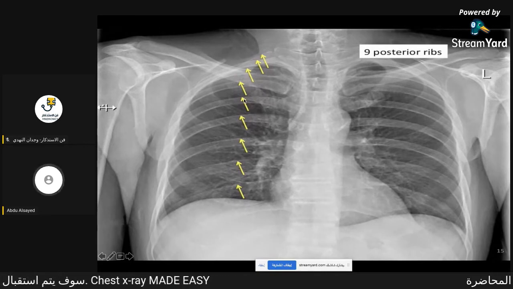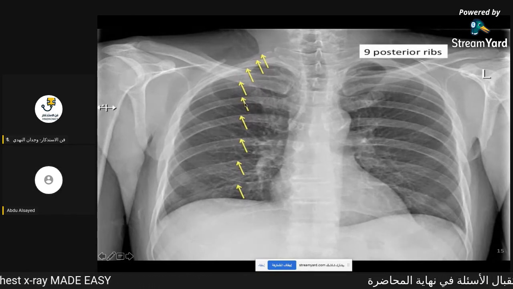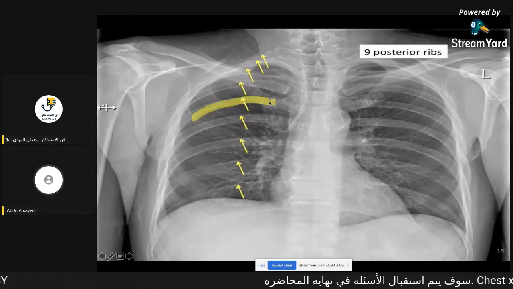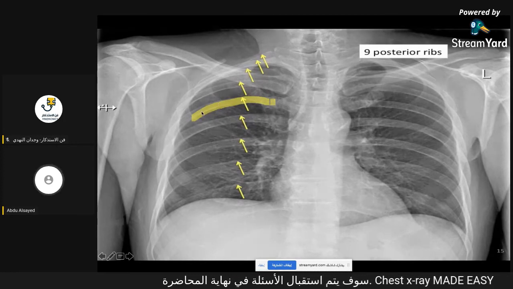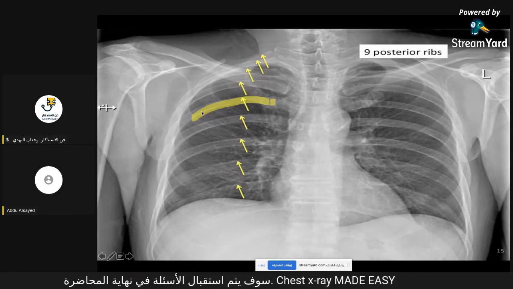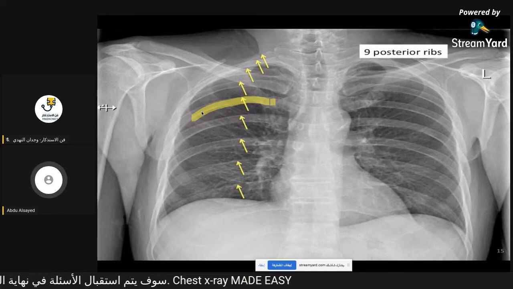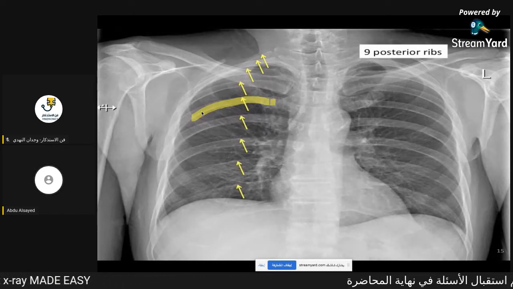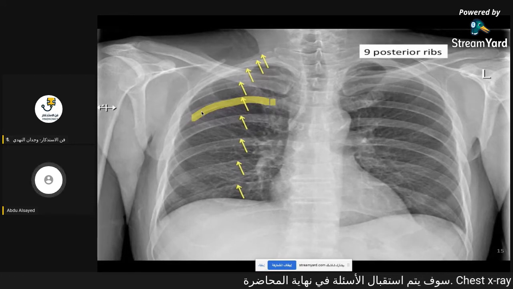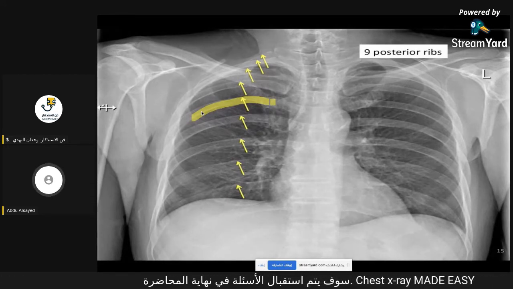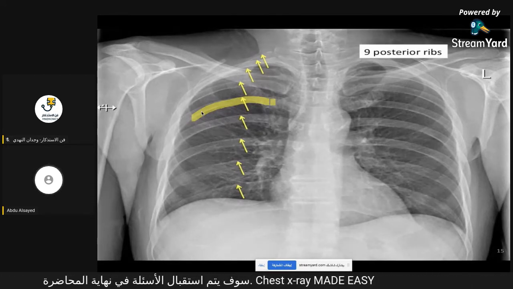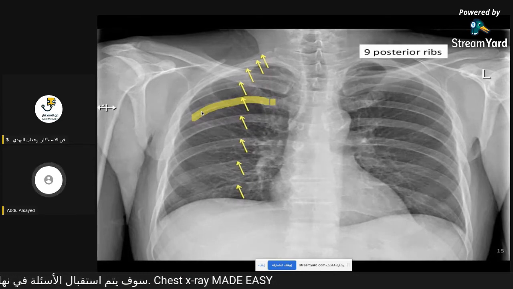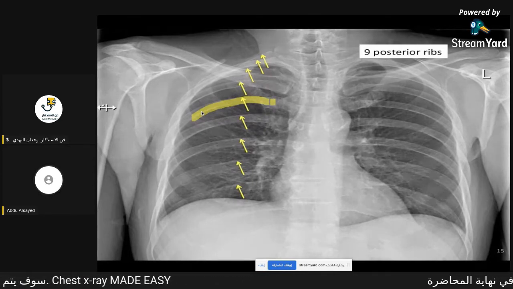Here it's going to be clear. This is a posterior rib. This is not an anterior rib at all. This is one of the most common misinterpretations or misreadings of the chest X-ray. I want to just highlight it initially to make it clear for everyone. There is a lot of misreading and common misinterpretation. We're going to stress on it. We're going to emphasize it later.